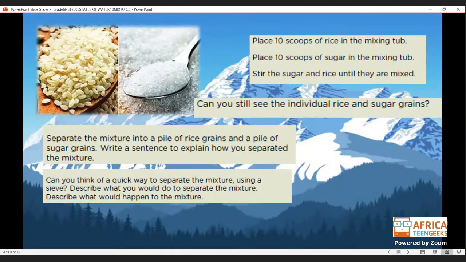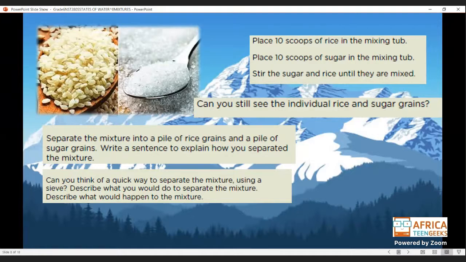Okay, so that's good. That's right. Now remember, if you're answering a question like this in class or on a paper, remember to start off by saying: to separate a mixture of rice and sugar, we pour the mixture into a sieve. We tap the sieve on the side so that the sugar grains or crystals can fall through the sieve and the rice remains on top.